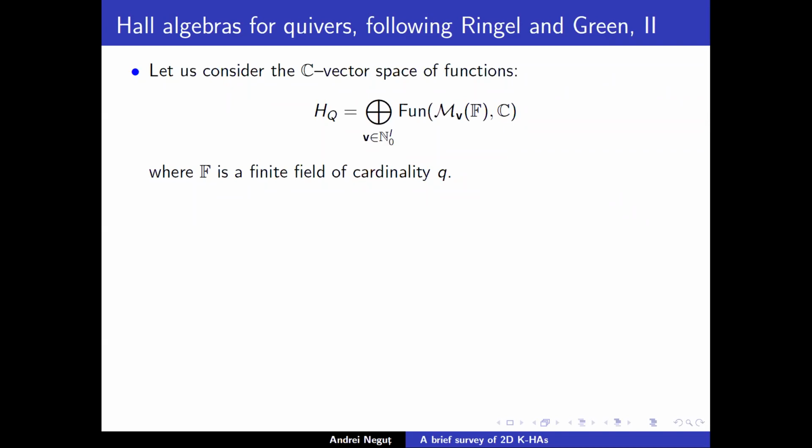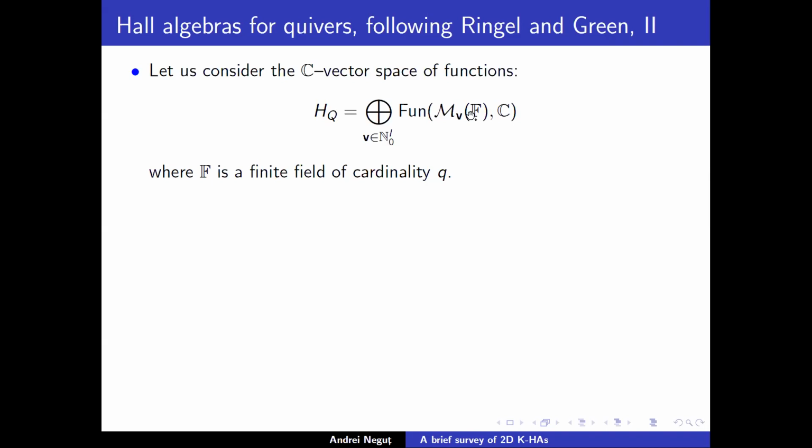Now, if F is a big field, then this is an infinite set, a set of infinite size. But I will henceforth specialize F to be a finite field of cardinality q. So then MV(F) is going to be a finite set. It's just the finite set of isomorphism classes of quiver representations over this field.